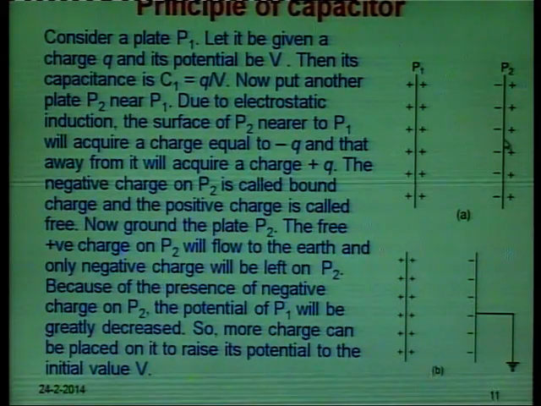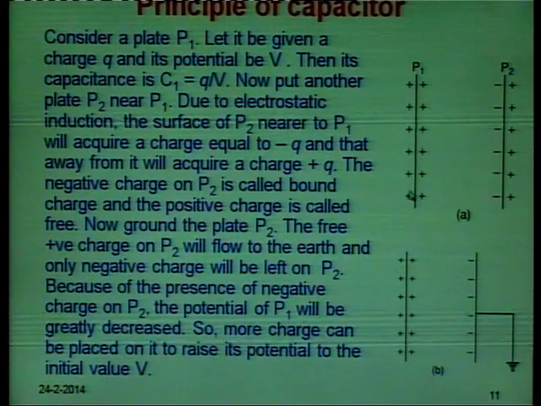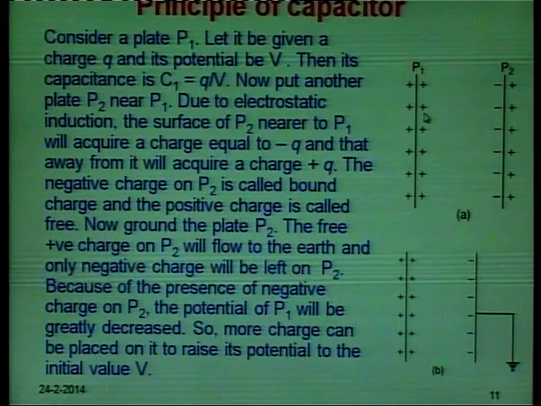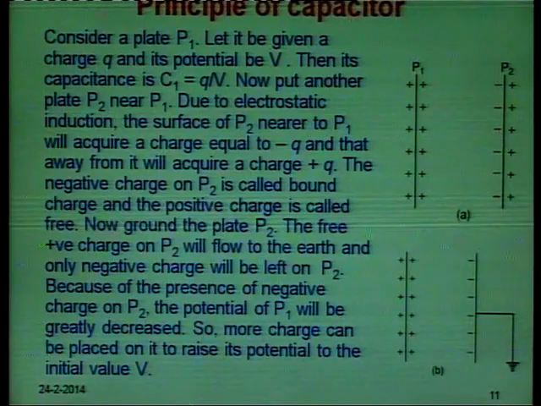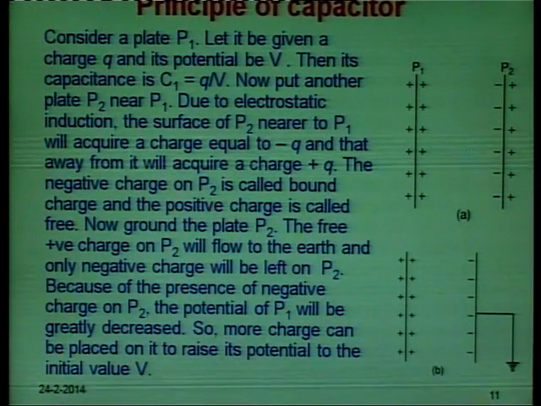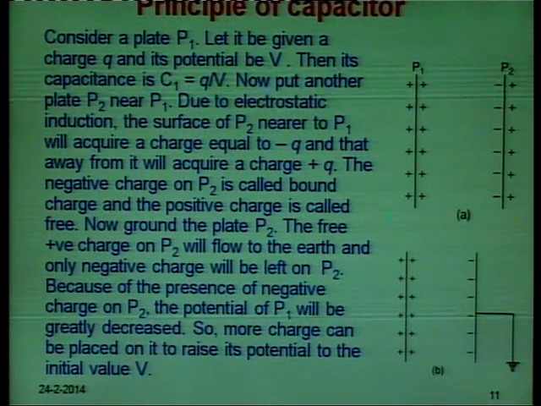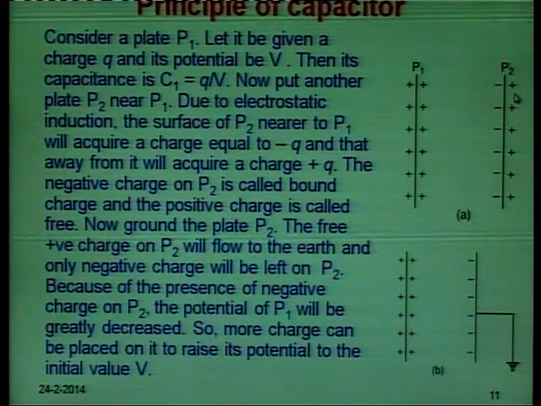This negative charge has come because we have placed a positive charge on P1 and this positive charge has induced negative charge. So, this negative charge is called bound charge and this positive charge on the outer surface is called free charge.